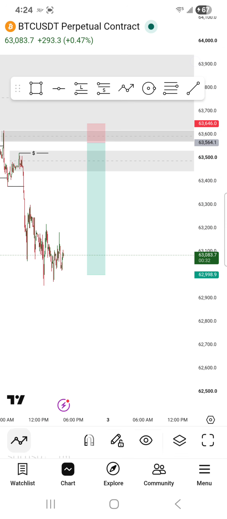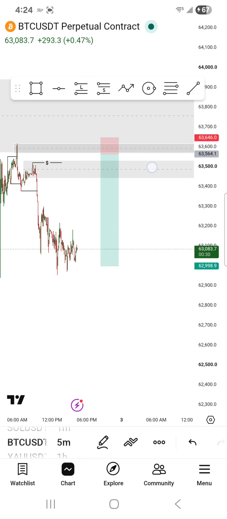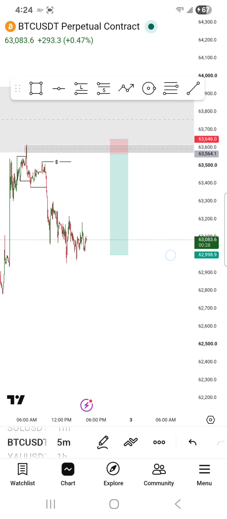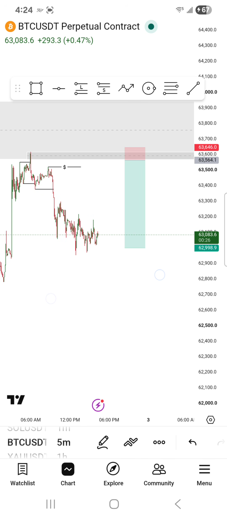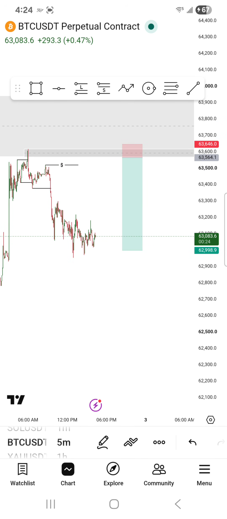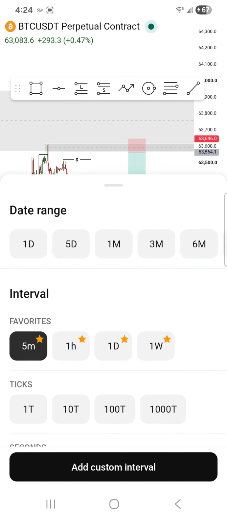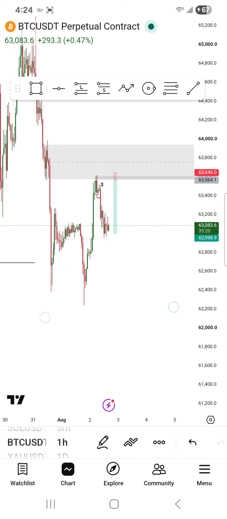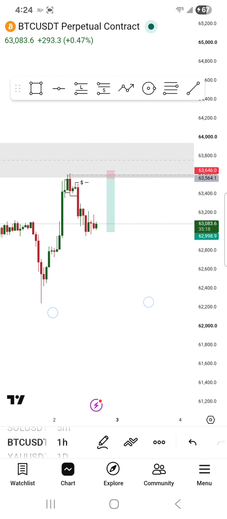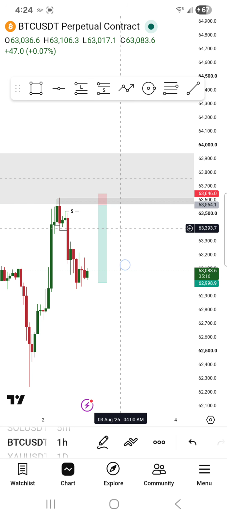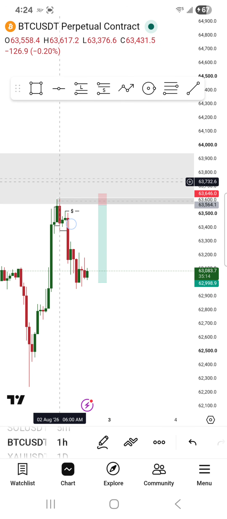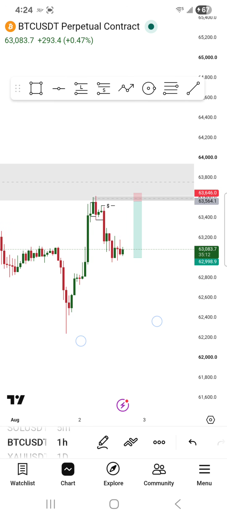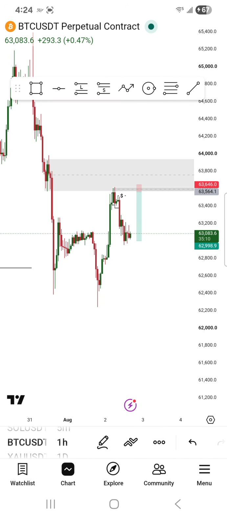So for now, this is my setup for Bitcoin. Let us see how it plays out. I'm watching this on the 1 hour time frame, and I'm seeing that we have this 1 hour order block here. But let's see. Anything can happen. Let's see how it goes, guys.